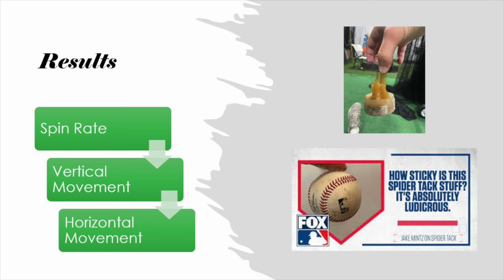And when I threw it with nothing on my hand just to get a baseline reading, my fastball was at about 2,100 RPM with a vertical break of positive 18 inches. My curveball was around 1,900 RPM with a vertical break of negative 20 inches, and my slider was around 2,050 RPM with a vertical break of negative 10 inches and a horizontal break of negative 7.5 inches.